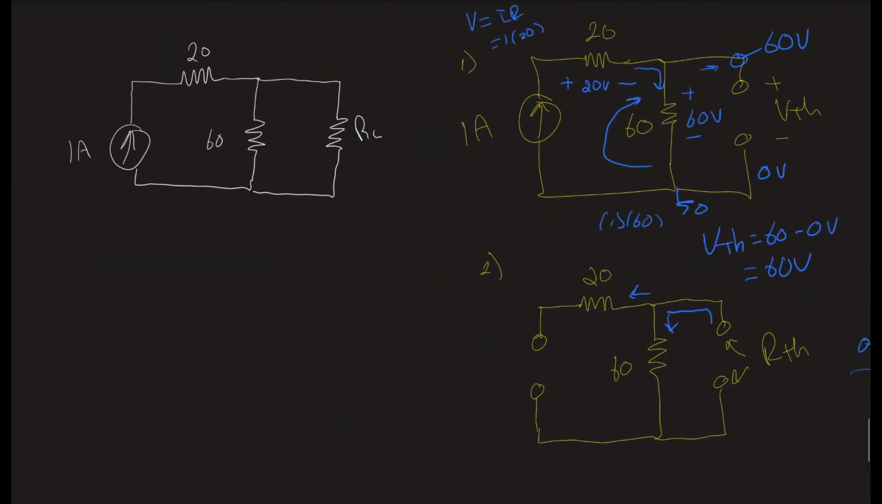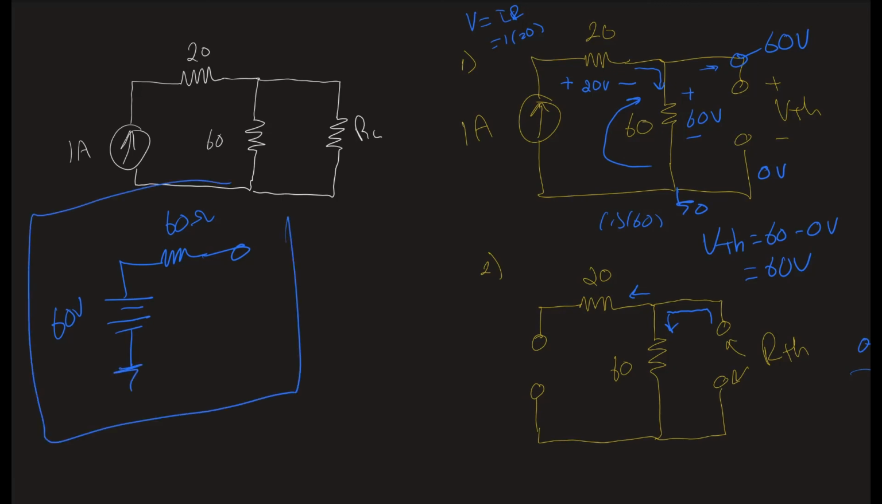And so if we write our final circuit, we have 60 volts and 60 ohms. That's it. This is our Thevenin. And so we could replace all of this with this circuit right here, and it will work exactly the same.